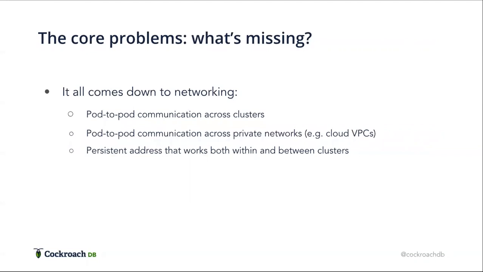And finally, we also need a persistent address that works both within and between the clusters. We could weaken that last point to have two separate addresses. So one that works within the local cluster and one that works between them. And that'll be fine as long as your system is sophisticated enough to handle having separate addresses like that. So that will work for CockroachDB, but wouldn't work quite so well for many other distributed systems that assume just one address per node.